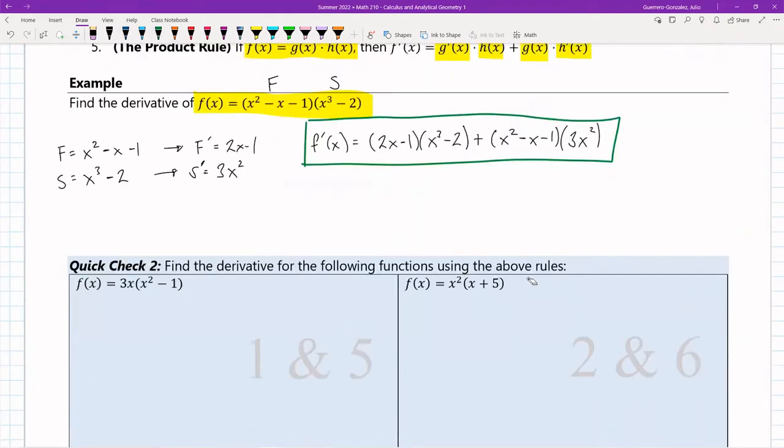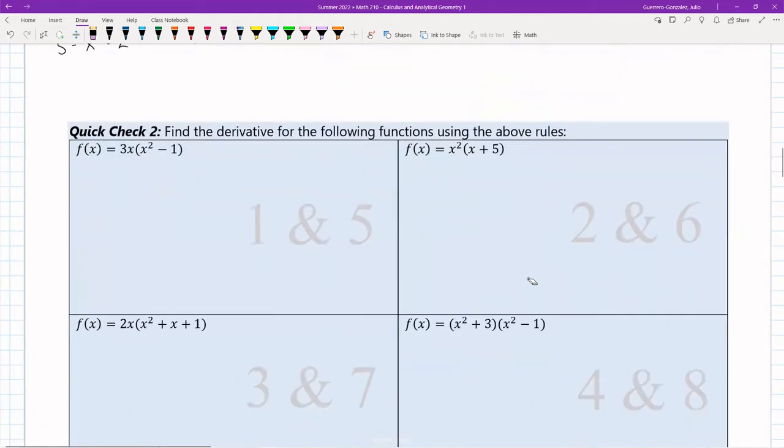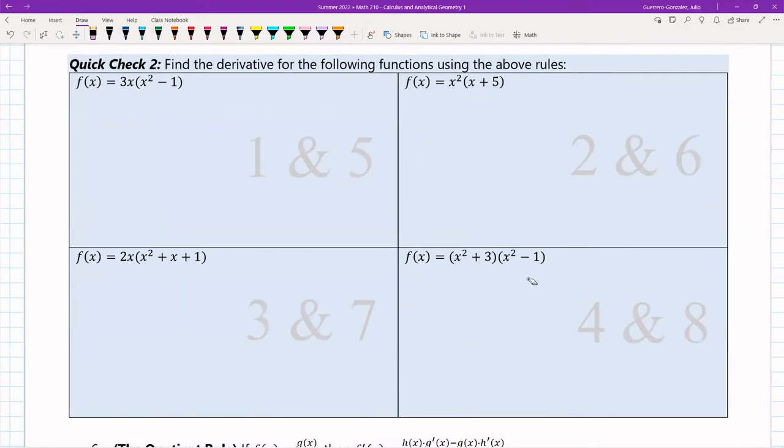Like I said before, a lot of these problems that I'm doing are overly explained. As the semester progresses, you're going to start dropping off this explanation. The next thing that comes up here is some quick checks. It's exactly the same ones that I made you do, I think, before, but this time I'm going to make you guys do it with the product rule.